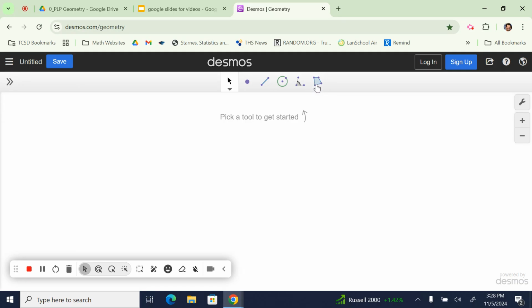So here's how you do it, right? You're going to click on that polygon tool. Again, you can make 3 points anywhere. 1, 2, 3, and then finish it off by reconnecting to the first point. All right. So now we need to make 2 perpendicular bisectors.